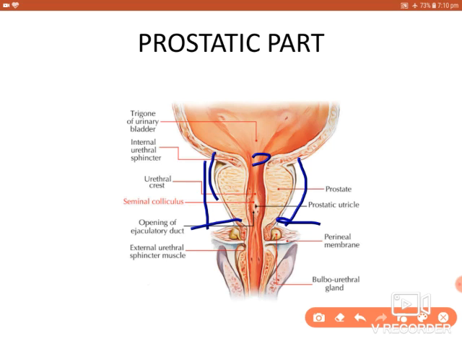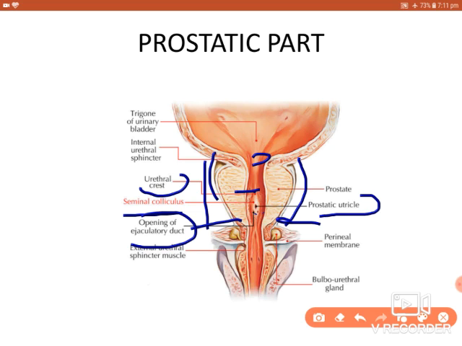There is a mucosal elevation that is called the urethral crest. Over that mucosal elevation, again there is some elevated area that is called the seminal colliculus. On that, you can see the opening of this prostatic utricle, and also two in front, the openings of the ejaculatory ducts. This we have already explained: the prostatic utricle, and this one the ejaculatory ducts.